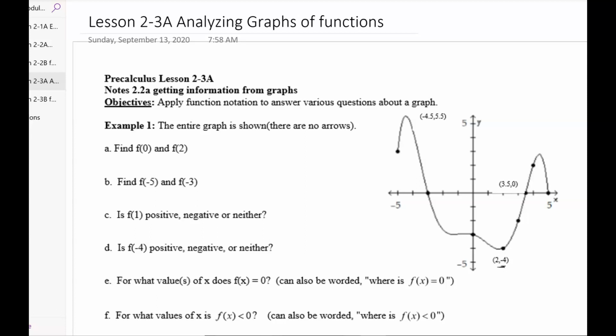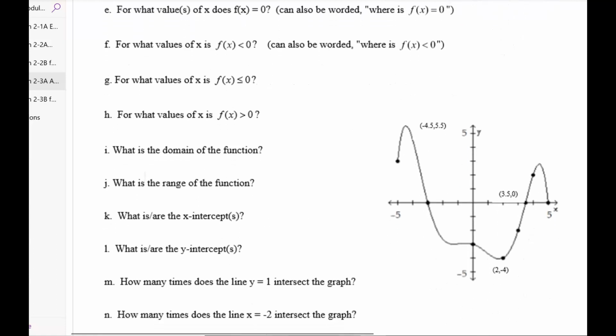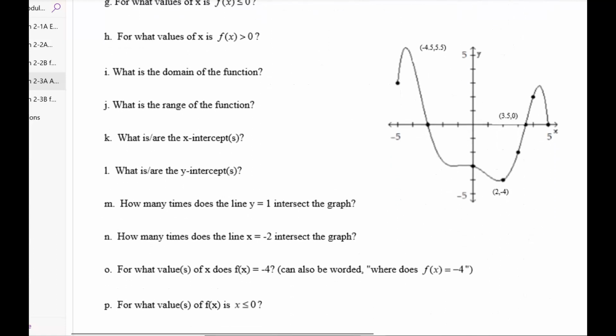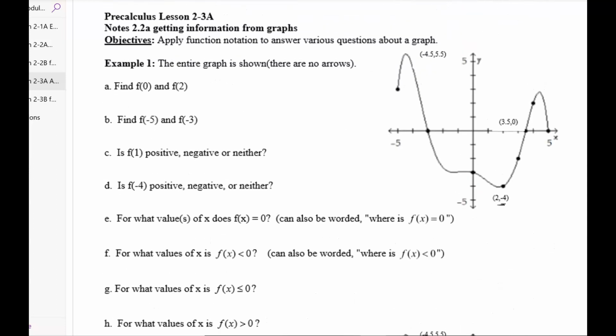First, learning how to read all of these kinds of questions, and this is just a duplicate of the same exact image. There are a lot of different things that we can ask about a graph, as you can see here. First, let's find f of 0 and f of 2.